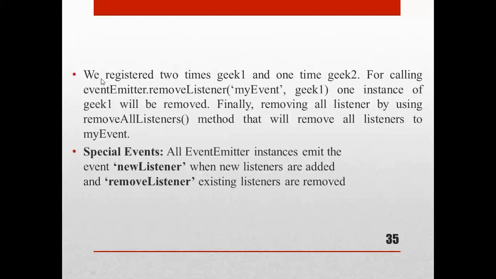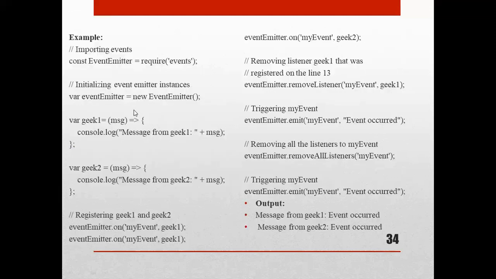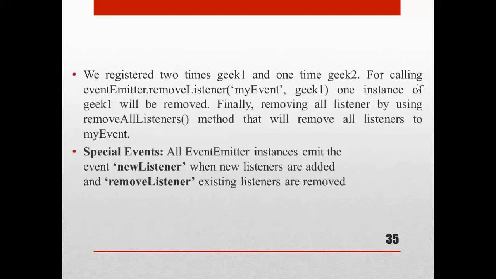Here you can see we have registered jig1 two times and jig2 one time. For calling eventEmitter.removeListener, that is myEvent jig1, one instance of jig1 will be removed. We have seen that it will be removed. Then finally we are going to remove all the listeners by using the removeAllListeners method, which will remove all the listeners of myEvent.